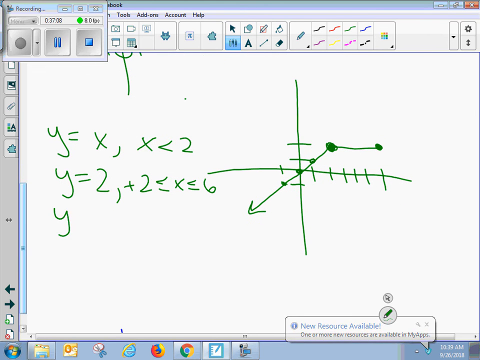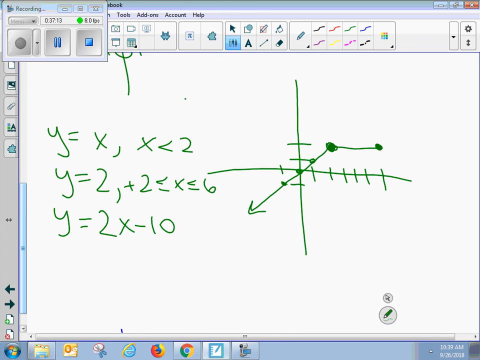And then the last one says graph y equals 2x minus 10. And I want to do that when x is bigger than 6. So if you plug in 6 into this linear equation, 2 times 6 is 12. 12 minus 10 is 2. Do you already have a point at (6, 2)? Yeah, we do from the last one. Okay, so that's there. So let's plug in another number.